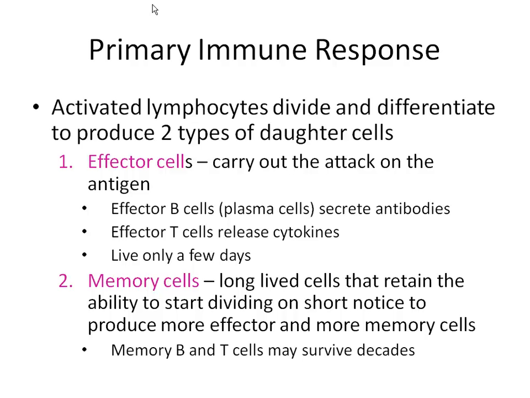Then you have memory cells that are produced. These are the cells that are long-lived, and they retain the memory. They hold and they remember. What they do is they start dividing on short notice to produce more effector and more memory cells. And so memory B and T cells can survive for decades.